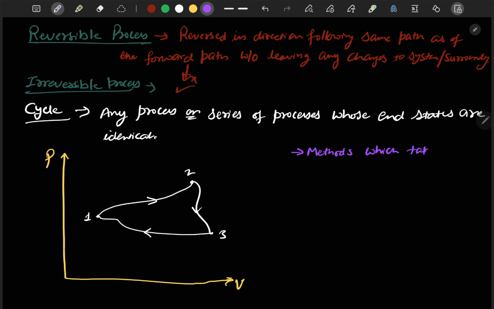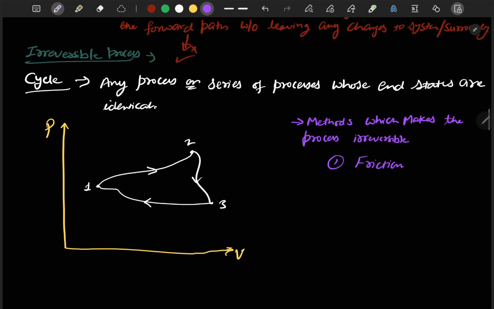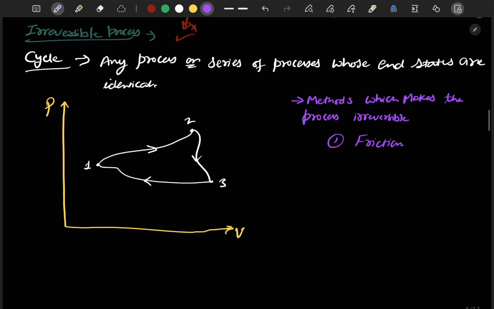which make the process irreversible. Okay, so basically there are two things. First is friction. If friction is present in the system, then our process will be irreversible.